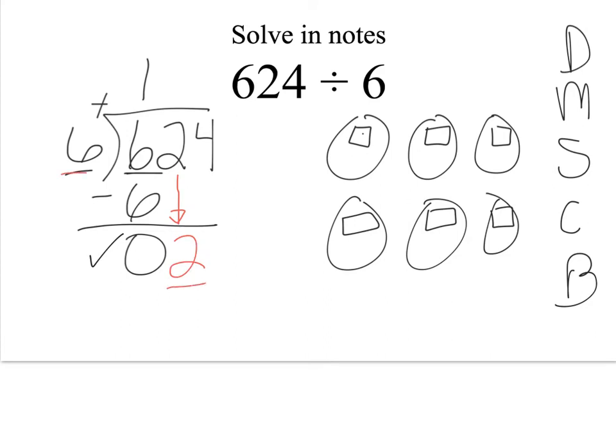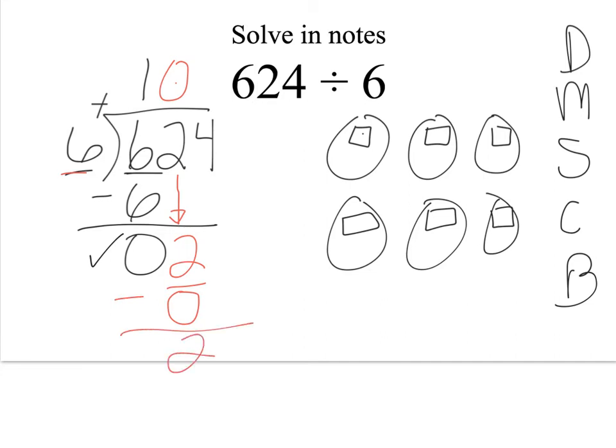Well, I have a problem because I do not have enough tens to divide out. Because if I only have 2, I can only put them into 2 groups. That means if I have 2 tens and I have 6 groups, how many tens can I put into each group? I can't put any into each group, 0. So then I'm going to multiply 0 times 6, which is 0. Subtract: 2 minus 0 is 2.